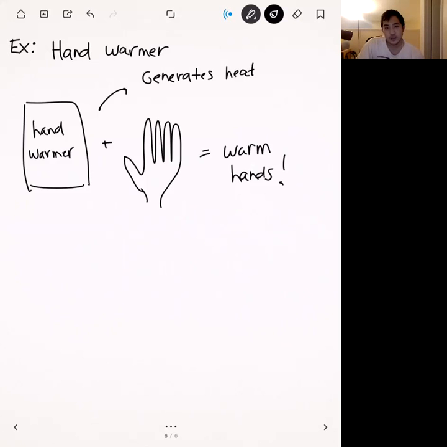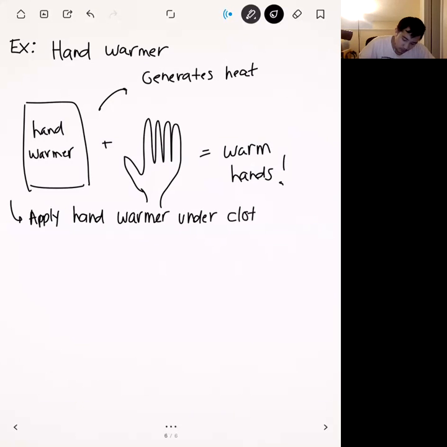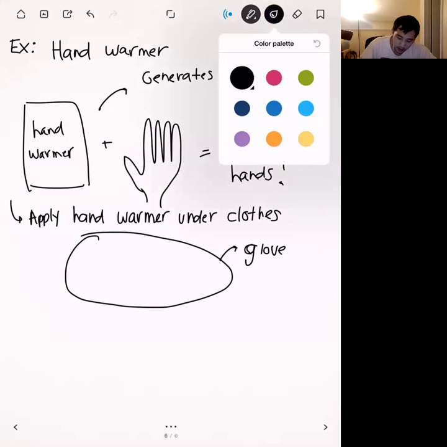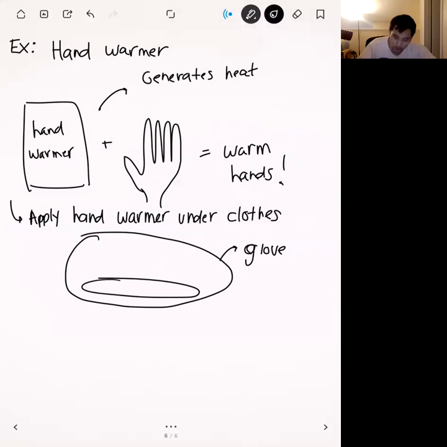Okay, so let's consider a situation where we're putting our hand warmer underneath a glove, or maybe underneath your sweater, or underneath your shirt. Schematically the situation looks like this. Let's say that this is the outer surface of your glove, and we're looking at the glove from a straight on view. On one side you have your hand, and again, this is a head on view. Right next to the hand is our hand warmer.